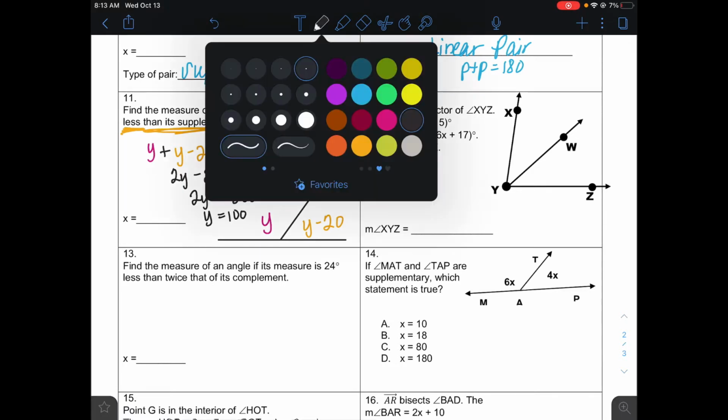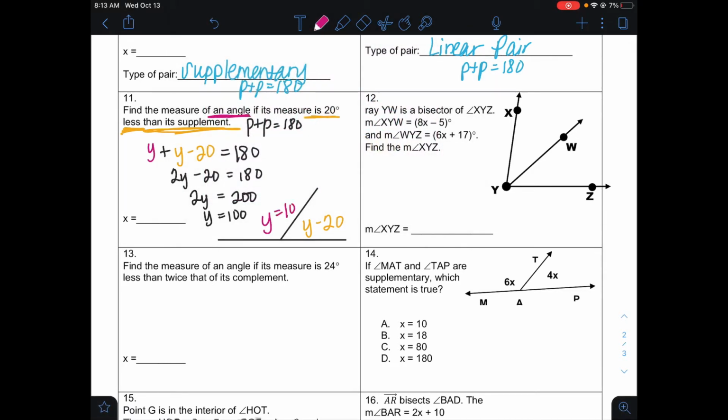Okay, so this angle on the left is going to be 100 degrees, and then this angle on the right is 100 minus 20, which is 80 degrees. Okay, so which angle are we looking for? It says find the measure of an angle if its measure is 20 units less. So which one is less? The 80 degrees is less. The 20 degrees less, sorry. Okay, so that was that one.